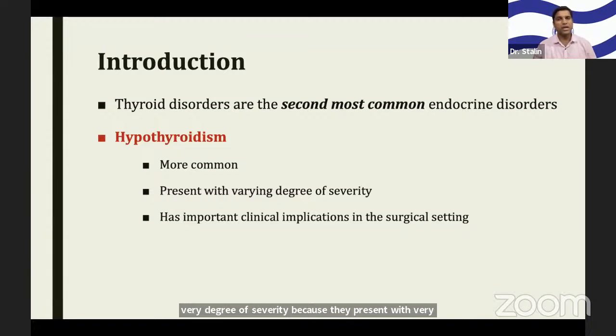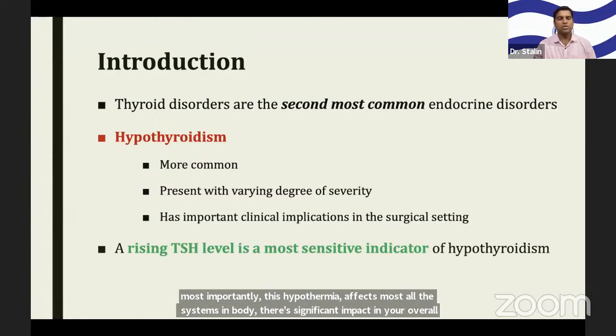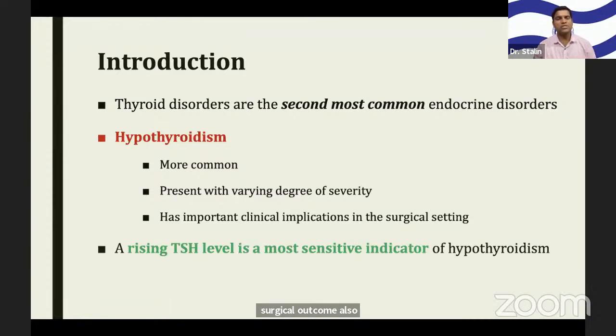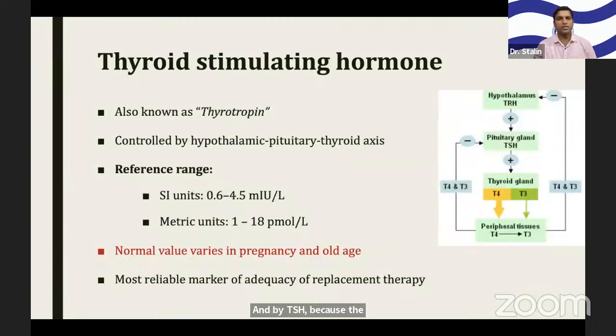Most importantly, hypothyroidism affects almost all the systems in the body. It has a significant impact on your overall surgical outcome also. And why TSH? Because rising TSH is the most sensitive indicator for the diagnosis of hypothyroidism. So let's refresh our knowledge about the thyroid-stimulating hormone. It is also called thyrotropin. The plasma level of TSH is controlled by the hypothalamic-pituitary-thyroid axis. As we all know, it is secreted by the pituitary gland under the influence of the hypothalamus. It is also controlled by negative feedback from the peripheral T4 and T3. The reference ranges vary based upon whether they are in SI units or metric units.